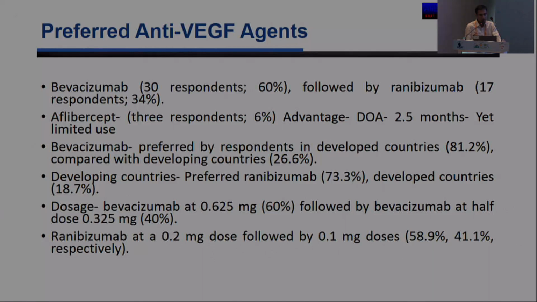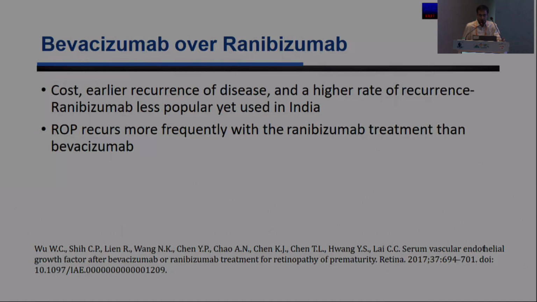Ranibizumab is being used in developing countries. Instead of 0.2 milligram, we're using 0.25 milligram in 0.025 ml. That dose does better than the 0.1 milligram dose of ranibizumab. So this I have already discussed.